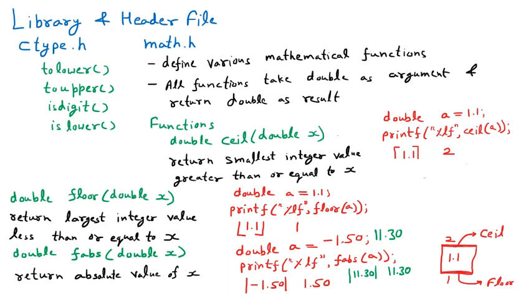So we have taken three functions of math.h, although there are many functions, but we have taken three important functions. The ceiling function for the upper value, the floor function for the lower value, the absolute function for the positive value. Now we are going to discuss the next header file, that is stdio.h.